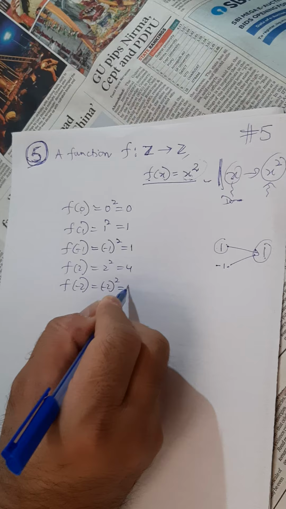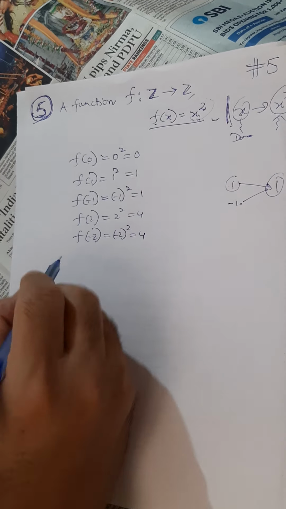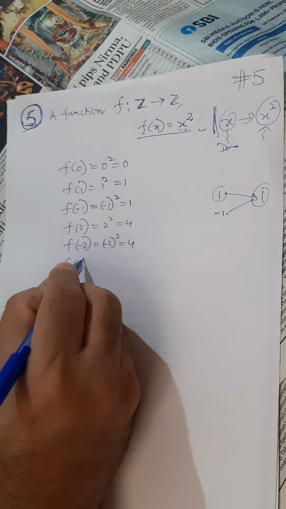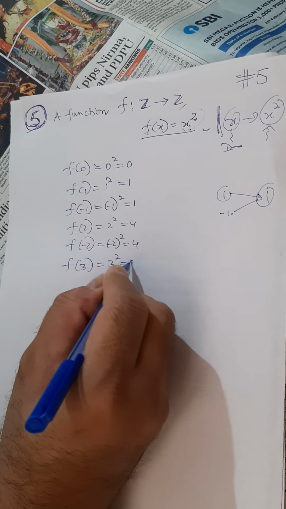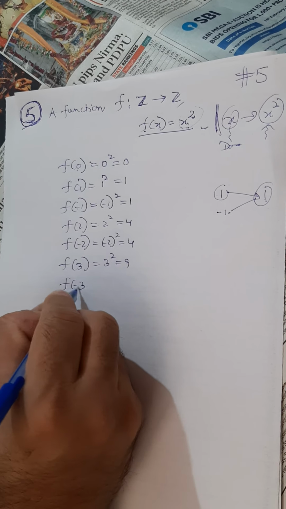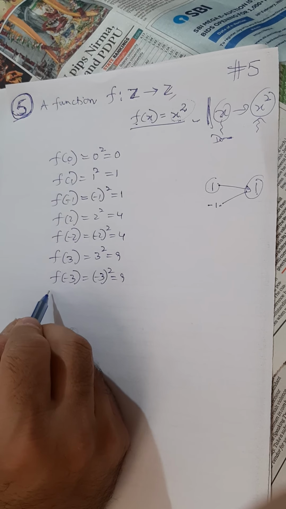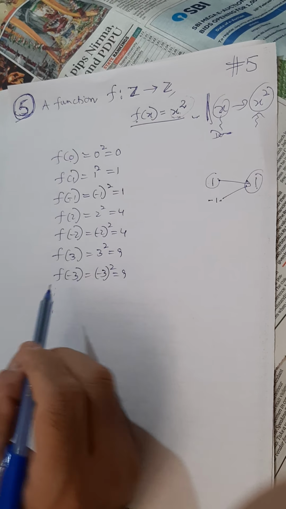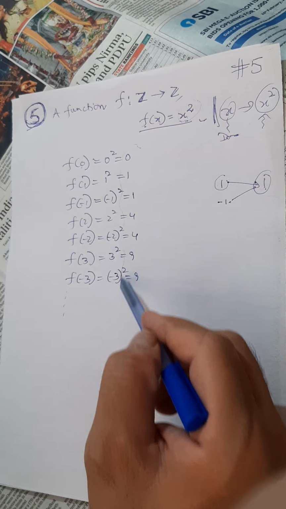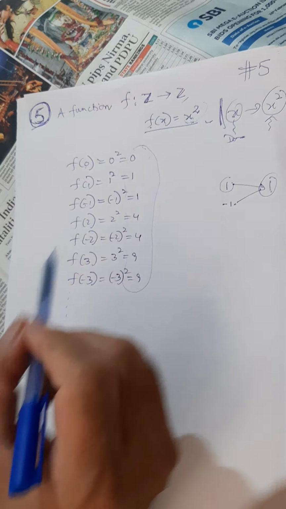What's the image? 4. If I go to, for example, 3, then 3 square. What's the image? 9. If I take minus 3, what's the image of minus 3? Minus 3 square, which is 9 again, and so on. So these are the images, only this many numbers. Codomain is entire Z, remember.